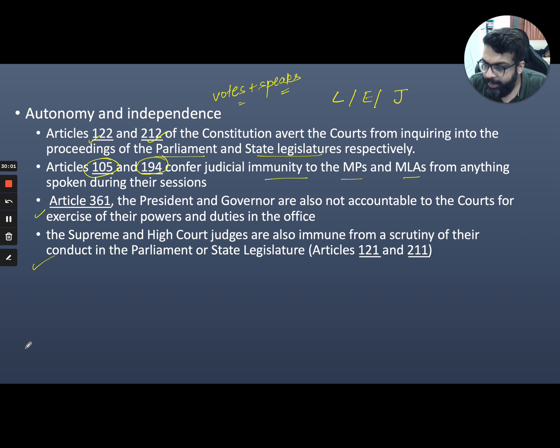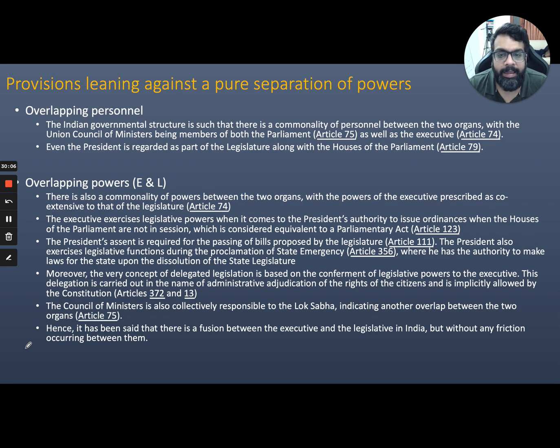Now, we understand how there is an overlap between the L, E, and J, right? So things which are against separation of powers per se. And let's understand this from a simple context: the executive and the legislature, the executive and the judiciary, and the legislature and the judiciary. But let's understand this. So first, let's look at the context of overlapping personnel.